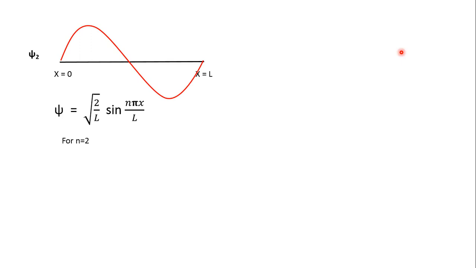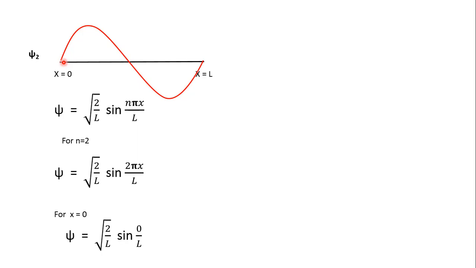Now consider when n is equal to 2, we will have 2 pi x by L. The two ends of the box are x is equal to 0 and x is equal to L. When x is equal to 0, we will get psi equal to sin 0, which is 0. When x is equal to L, that is the other end, we will get psi is equal to root 2 by L sin 2 pi L by L, which is sin 2 pi.